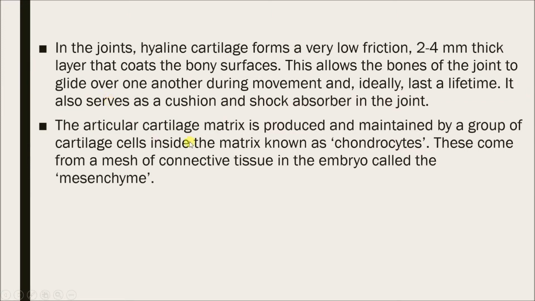And the articular cartilage matrix is produced and maintained by a group of cartilage cells inside the matrix known as chondrocytes, also shown in cartilage tissue images. And these come from a mass of connective tissue in the embryo called the mesenchyme.